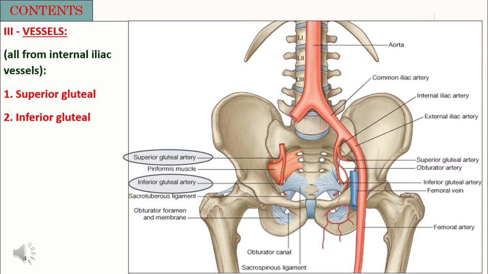We can also trace the origin of these gluteal vessels. Looking at the aorta lying along the posterior abdominal wall, we can see that it is terminating in two common iliac arteries. Each common iliac artery in turn terminates as external and internal iliac arteries, and the superior and inferior gluteal arteries are branches of the internal iliac artery arising in the pelvic cavity. The superior gluteal artery is passing above the piriformis and the inferior below the piriformis to exit the pelvic cavity and enter the gluteal region.